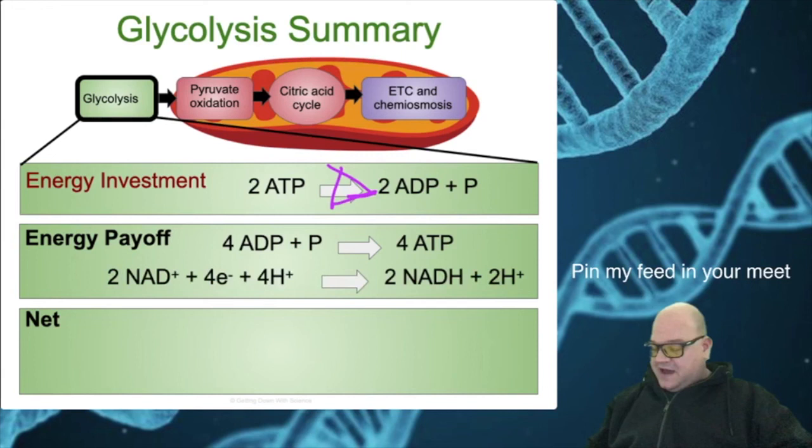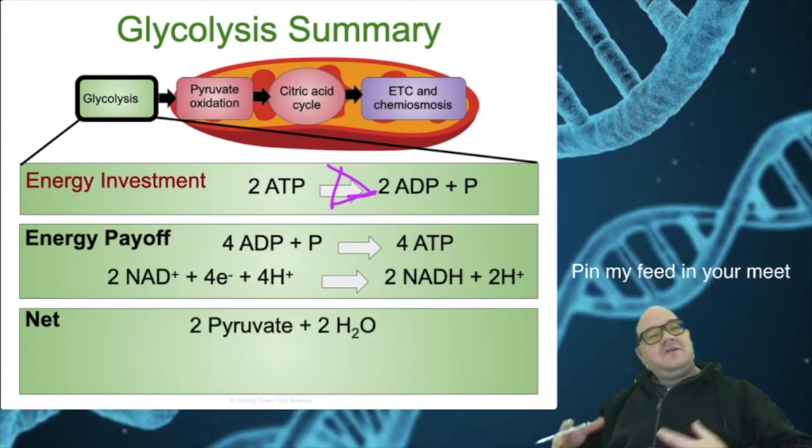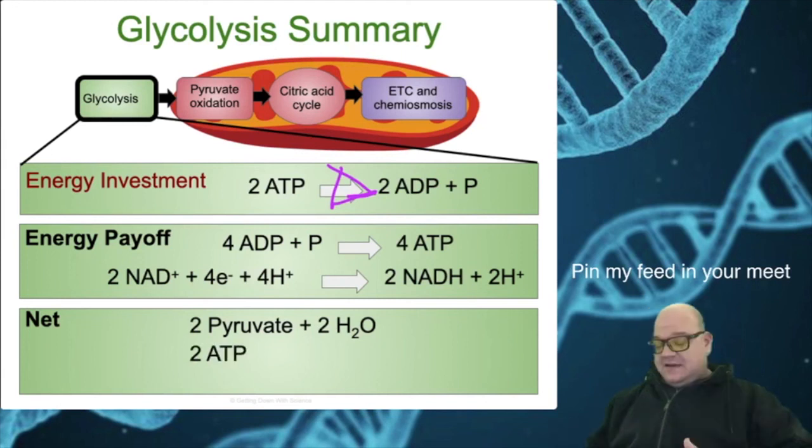So down at the bottom is the net. The net is what happens after all the costs are paid. If you have a paycheck, your net pay is after they take the taxes out. So after glycolysis happens, you get 2 pyruvates, some water, you get 2 ATPs. Now, remember, you had to put 2 in to get 4 out. So that's where the net comes in. And you also get your NADHs.